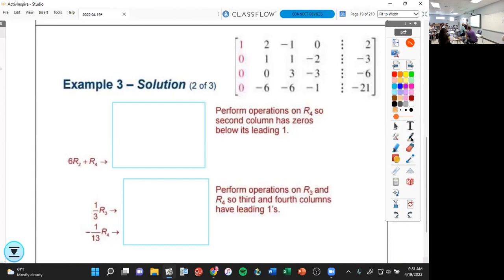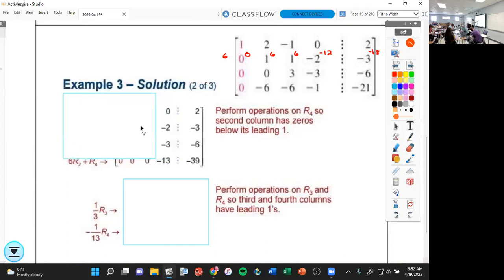Yeah, it's a nice thing here. So I'm going to take row 2 and multiply it by 6, which gives me 0, 6, 6, -12, -18. 0 combined with 0, 6 combined with -6, 6 combined with -6, -12 and -1, -18 and -21. Okay, there you go.